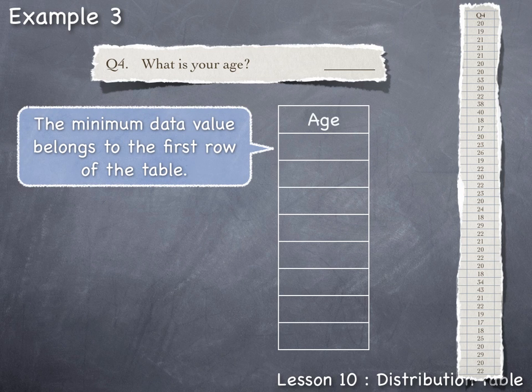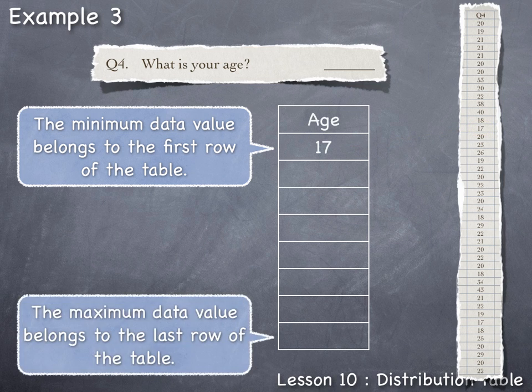The minimum data value belongs to the first row of the table. So looking through the data, we can see that the 17-year-old student was the youngest. So 17 belongs to the first row. The maximum data value belongs to the last row of the table. So searching through the data, we see that the maximum age or oldest student was 53 years old. So the 53-year-old student belongs to the last row of the table.